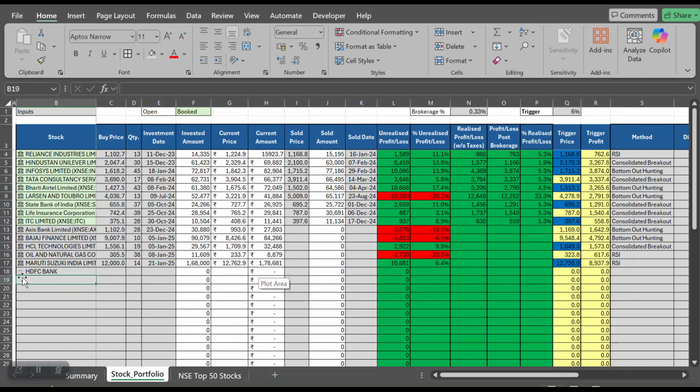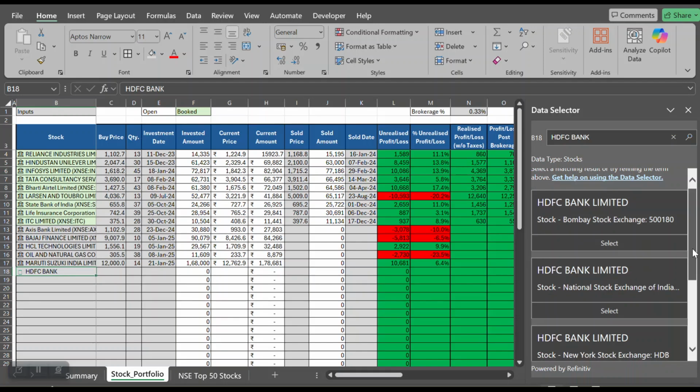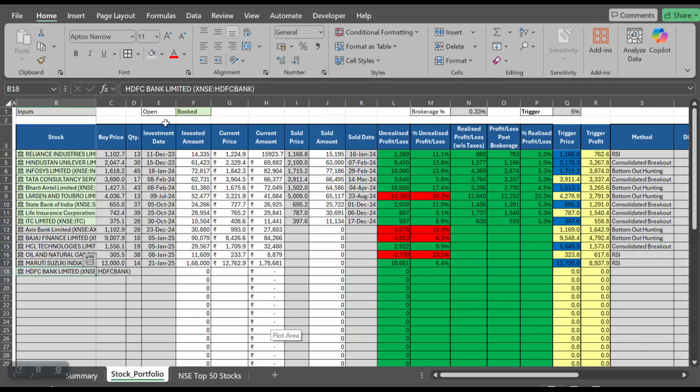When I enter and go back to this symbol and click on this, it shows me all the HDFC shares which are trading on different stock exchanges. I select National Stock Exchange. When I select that, since this particular column has been defined as stock data type, it automatically converts this HDFC Bank to the stock symbol of HDFC Bank, and the NSE symbol is HDFC Bank.